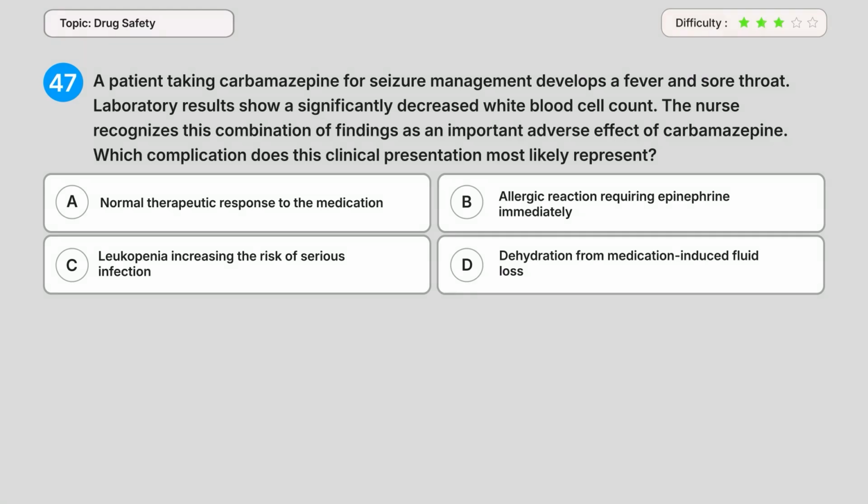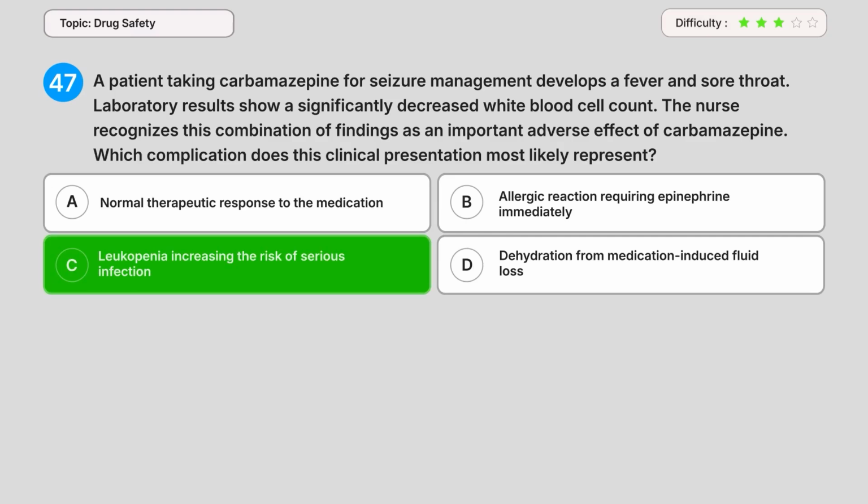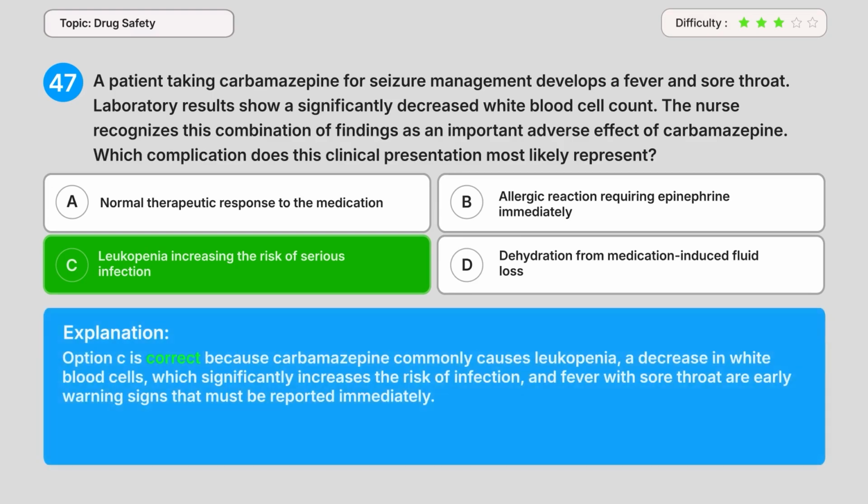Correct answer, C. Leukopenia increasing the risk of serious infection. Explanation. Option C is correct because carbamazepine commonly causes leukopenia, a decrease in white blood cells, which significantly increases the risk of infection, and fever with sore throat are early warning signs that must be reported immediately.